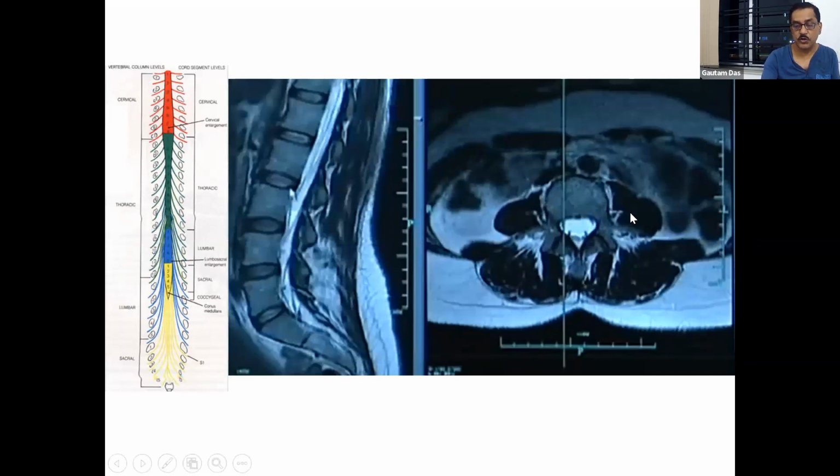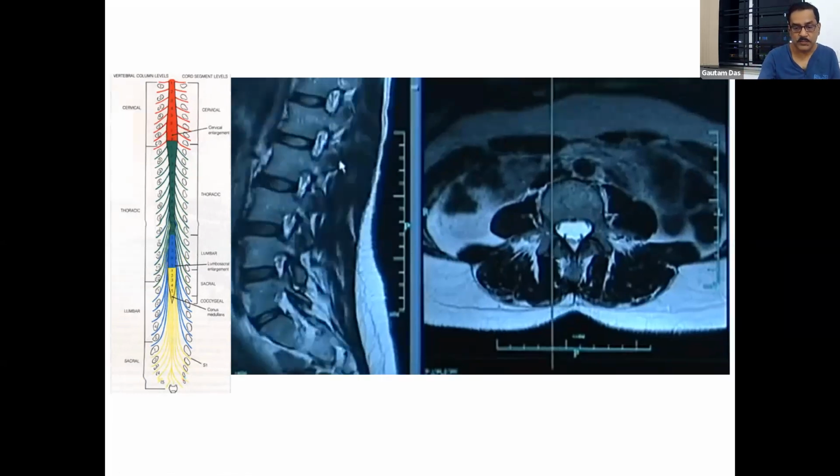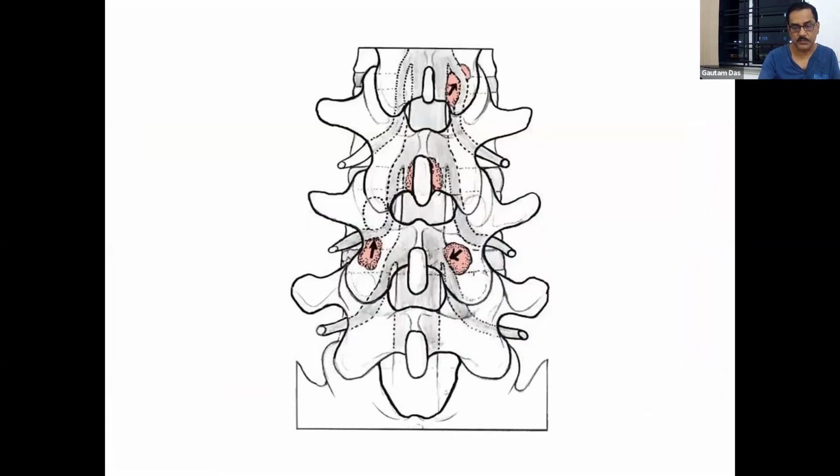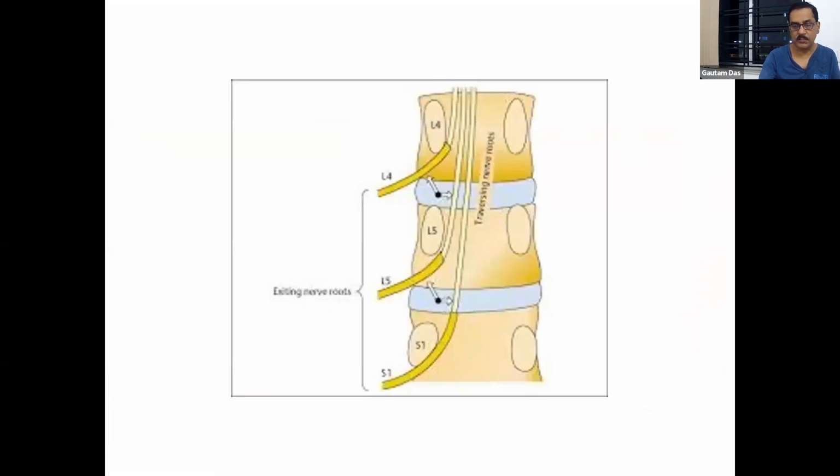Now we compare with this one. This was from the midline, and the next one is taken just inside the foramen. And here you can see this is your traversing nerve. Traversing nerve means the nerve which is coming out of the spinal cord, still within the spine, the spinal canal, and at the next level will be going outside. Okay, just let me talk about this slide first, and then I'll come back to the other slide.